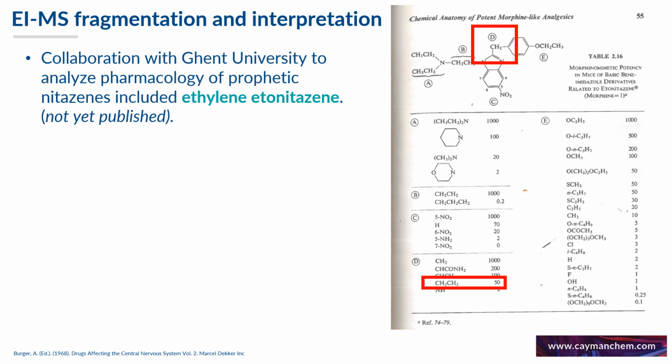Ethylene adenitazene was another prophetic nitazene our collaborators at Ghent University had considered. Our in-house GC mass spec resembled the unknown, and the structure had also been published with 50 times the potency of morphine in a medicinal chemistry book in the late 1960s.